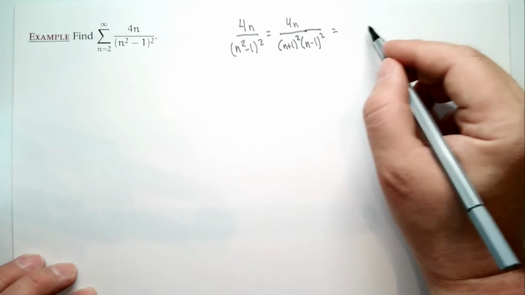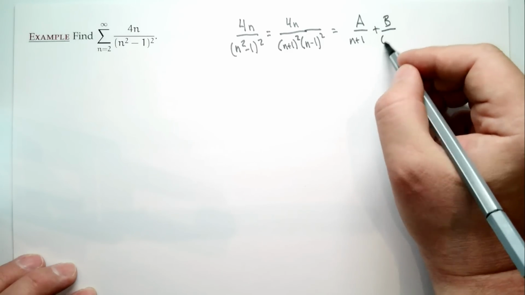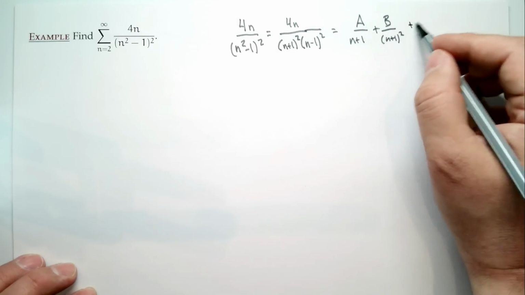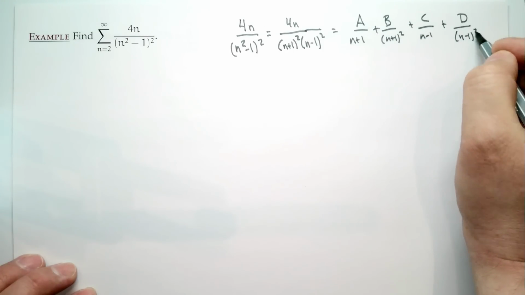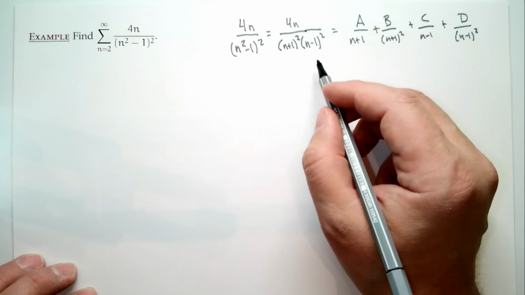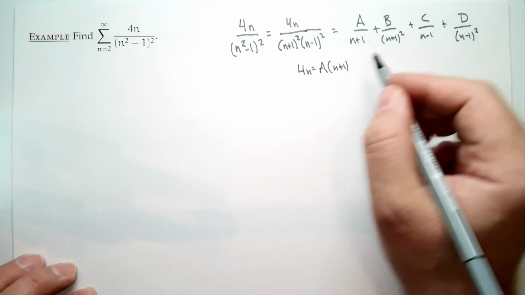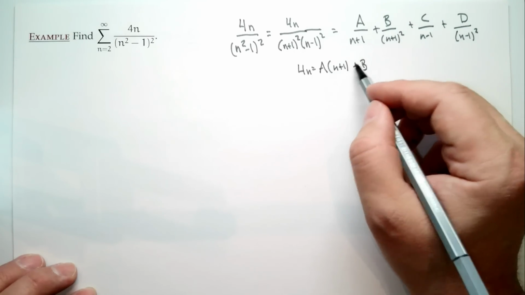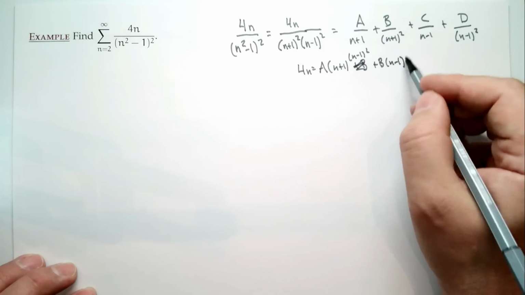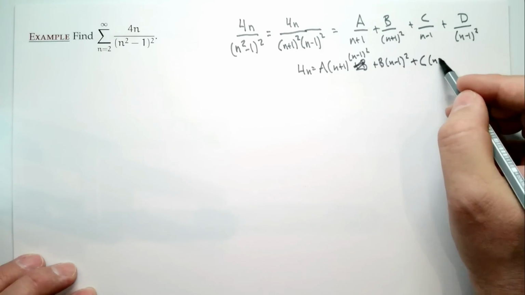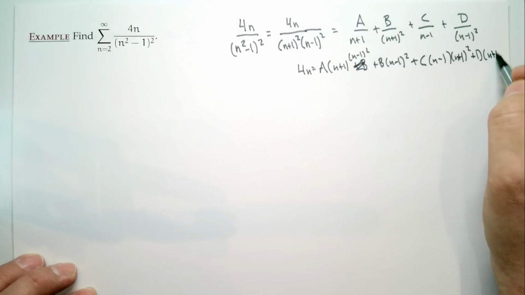So in partial fractions, this would be a over n plus 1 plus b over n plus 1 quantity squared plus c over n minus 1 plus d over n minus 1 quantity squared. Clear your denominators, and you get that 4n is equal to a times n plus 1 n minus 1 squared, plus b times n minus 1 squared, plus c times n minus 1 n plus 1 squared, plus d times n plus 1 squared.